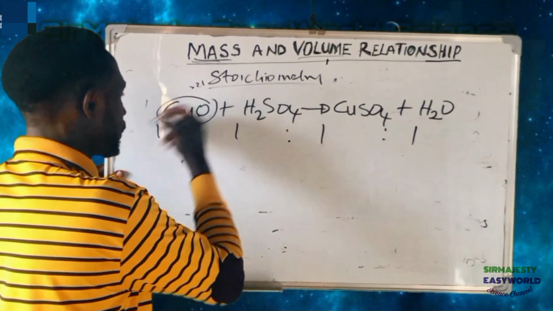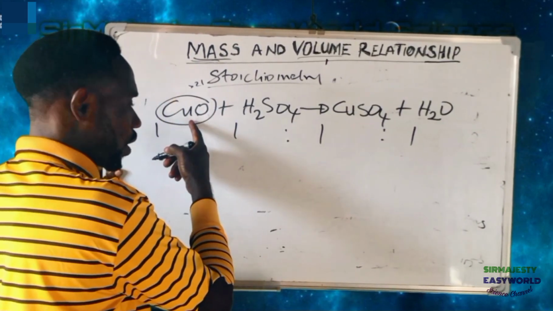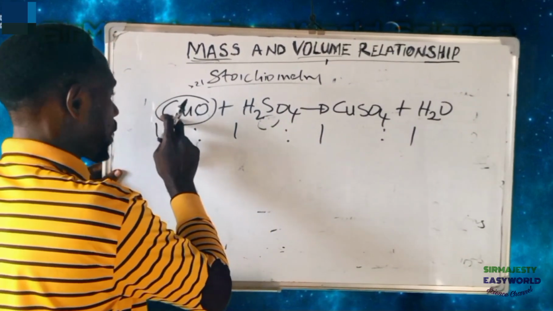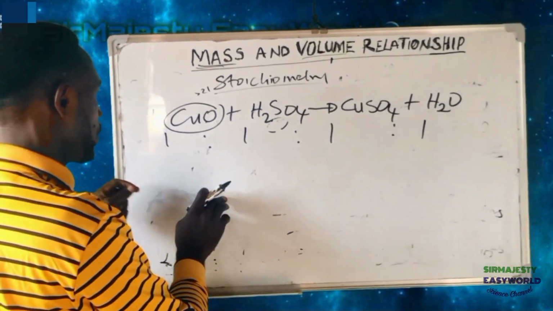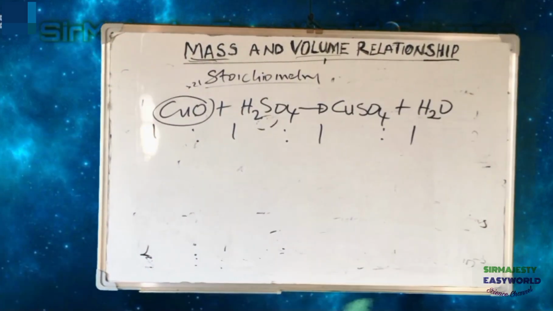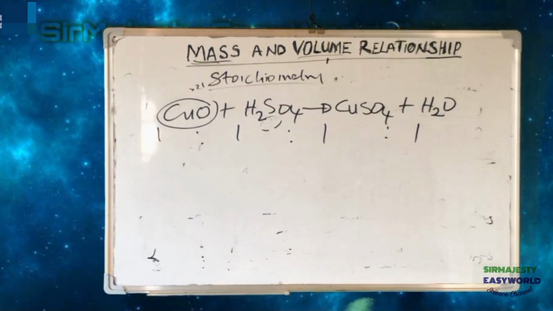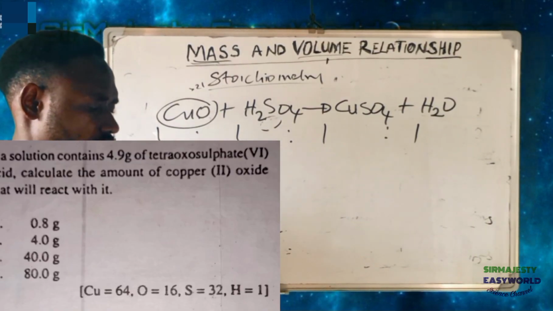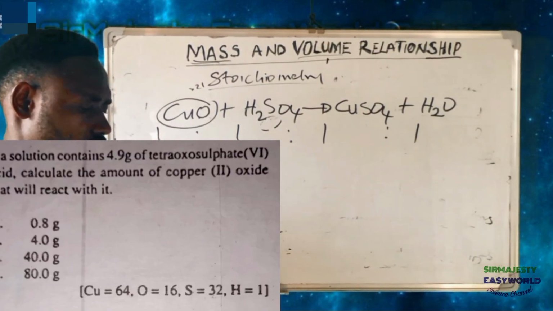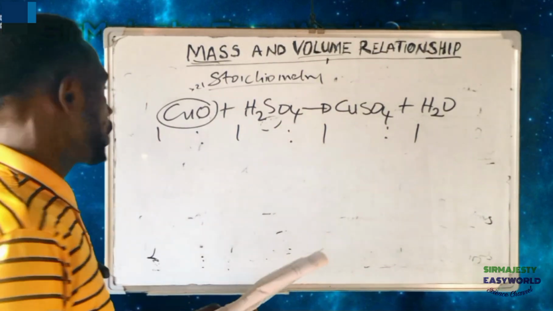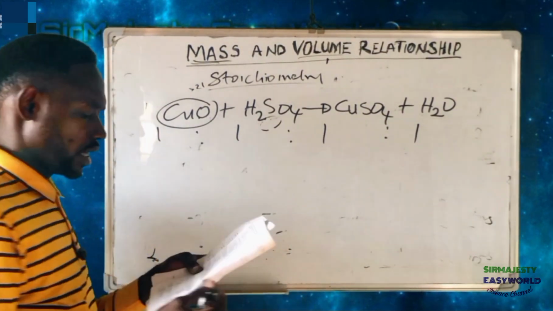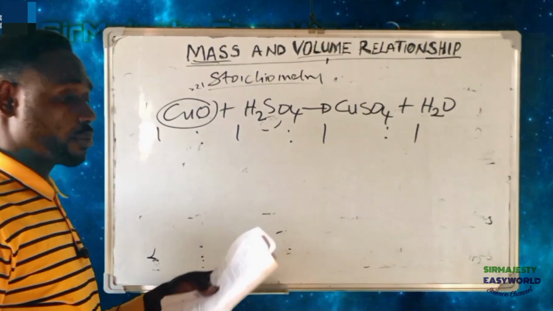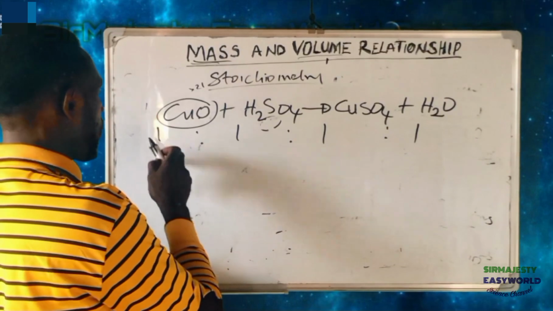So what are the related species? You are calculating for copper 2 oxide and they gave us H2SO4. Let me look at that question again. That should be number 3. So 4.9 grams H2SO4, calculate the copper 2 oxide that will react with it. From the mole ratio, we just take a look at the molar masses of the two. We can work in mole and later come back to mass. So this shows 1:1.